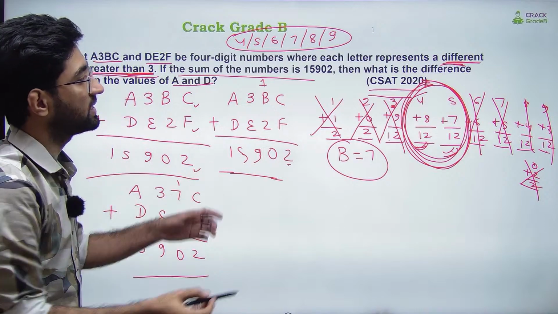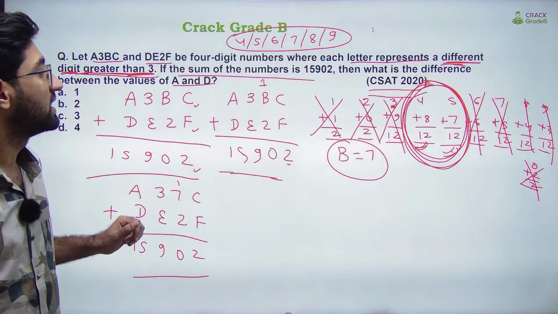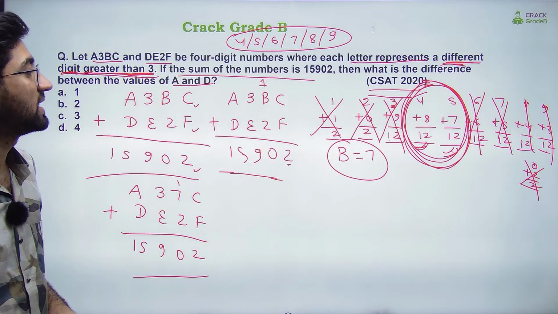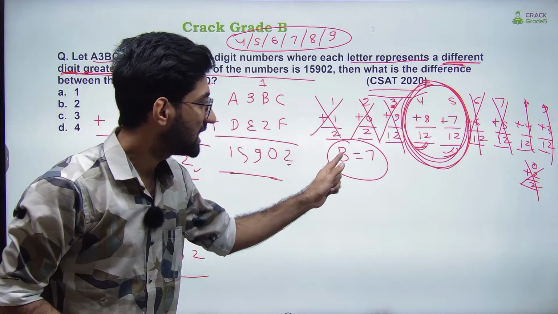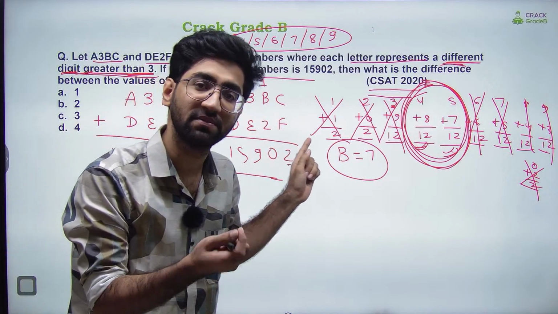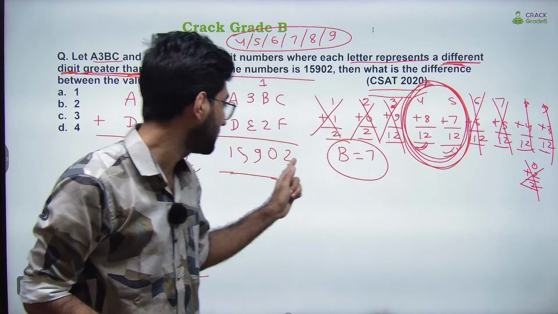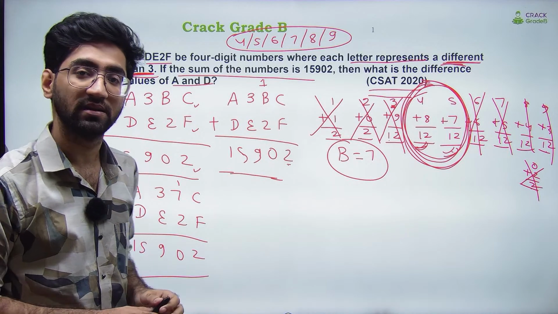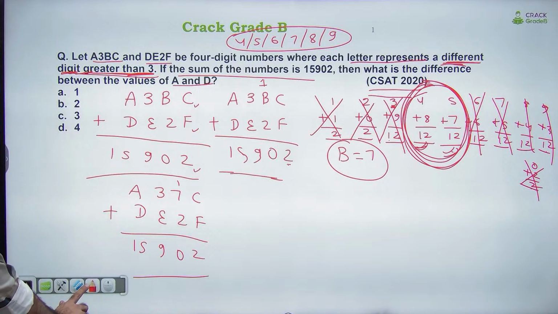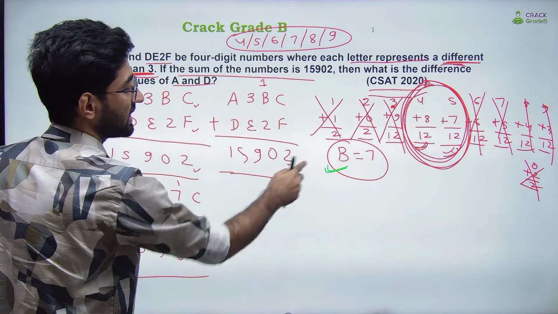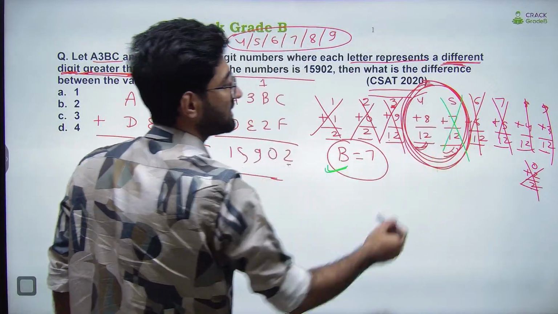Now rethink this line. Each letter represents a different digit greater than 3. If B is 7, can C and F be 7? No. Why? If B is clearly 7, it means C and F can't be 7. None of C and F can be 7. You will have to remember that. Because once you find B equal to 7, none of the letters can be 7. So you will have to eliminate this case also.